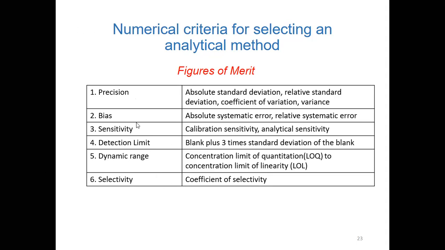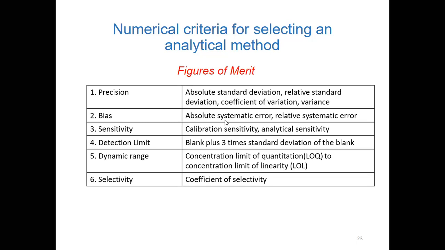These six figures of merit are the most important thing, and you will use them throughout whenever you are doing any analytical chemistry experiment. You will have to look at these figures of merit. So precision, you can get an idea about the precision using standard deviation, relative standard deviation, coefficient of variation. By using these things, you will get an idea about the precision.